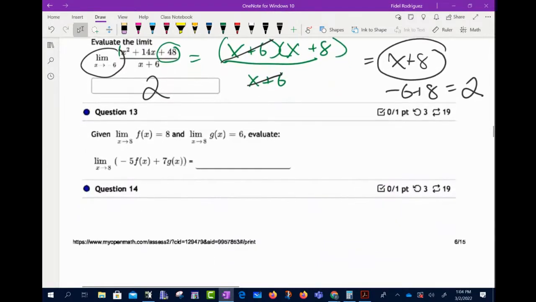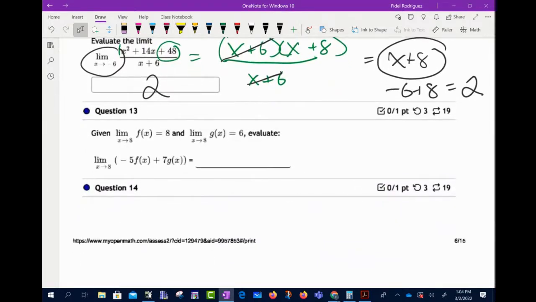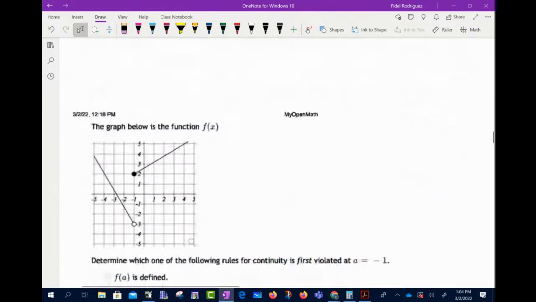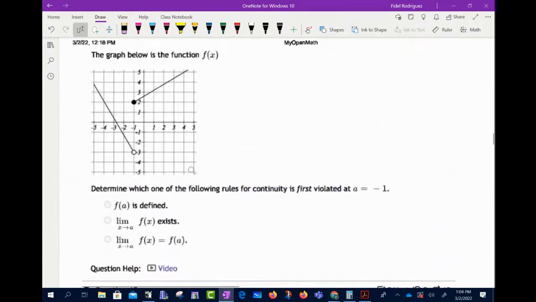All right, anybody want me to go to 13? Are we good? What do you think? Literally giving you the values. What are you going to do? Plug and chug, right?